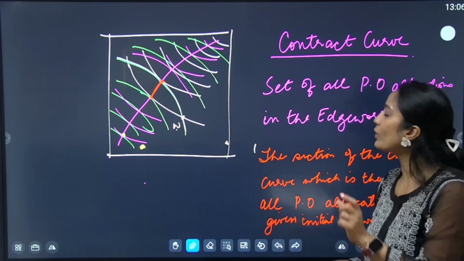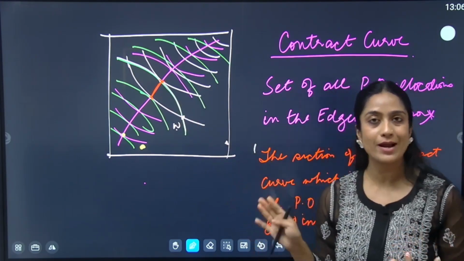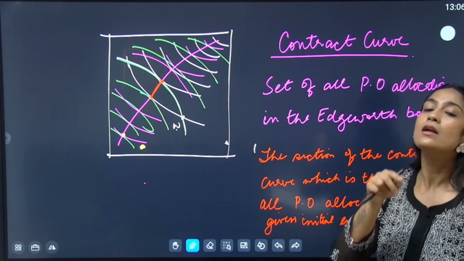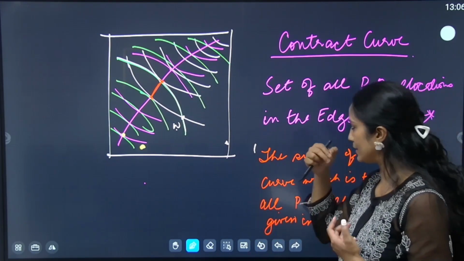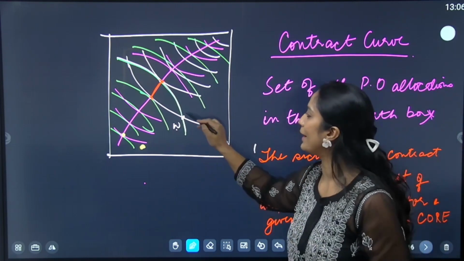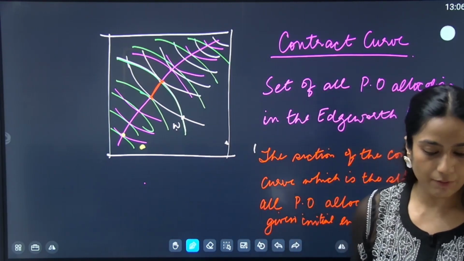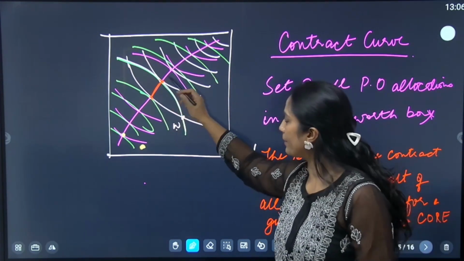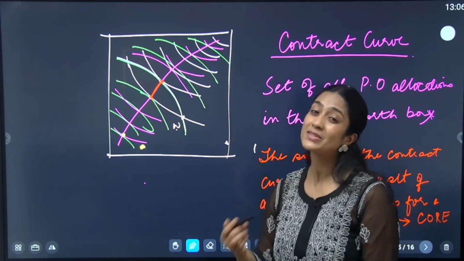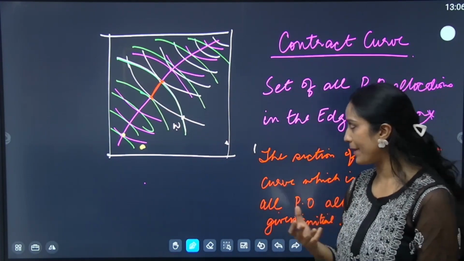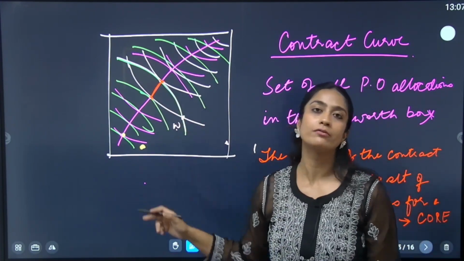Okay. So the core is the section of the contract curve that will actually take place. And this is determined by where you have started. Okay. And where on that core we end up, अब यहाँ पे होगी, यहाँ पे हो, this will then to some extent depend on the bargaining power of the two individuals.